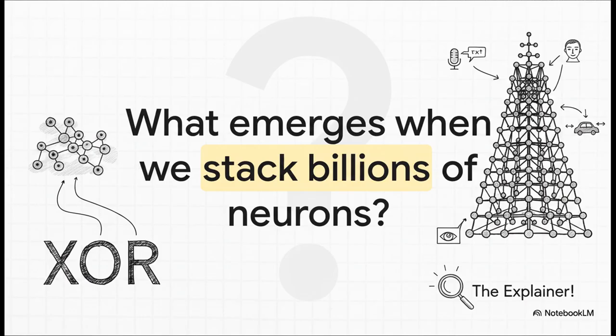Which leaves us with this absolutely staggering thought. We just saw that adding a single hidden layer of just a few artificial neurons solves a mathematical problem that stumped brilliant scientists for a decade. The AI models making headlines today, the ones translating languages, recognizing faces, and driving cars, are essentially just scaled-up versions of this exact same architecture. They just use dozens of hidden layers and billions of artificial neurons. So if a handful of these mathematical brain cells can solve the impossible XOR problem, what kind of intelligence emerges when we stack billions of them together? That's the exciting frontier we are exploring right now.